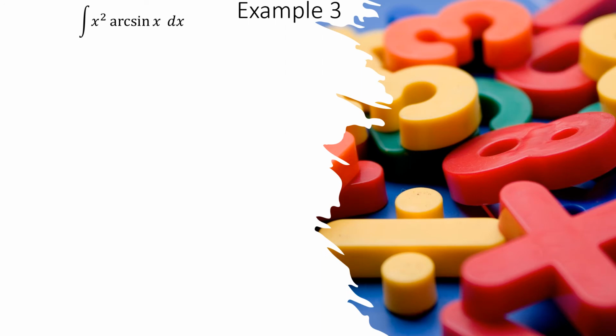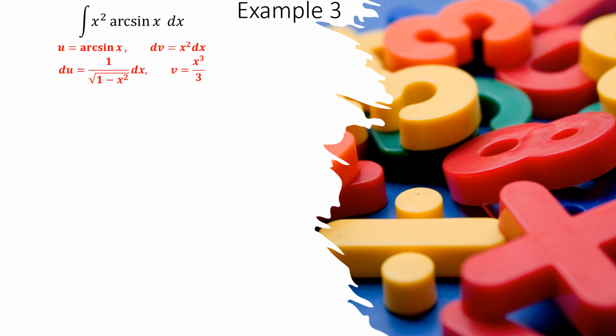All right, so example 3, we have the integral of x squared arc sine x dx. And so again, I have an algebraic of x squared, and then it looks like an arc trig of arc sine x. So our u has to be arc sine x based off of LIATE, and dv is going to be x squared dx.